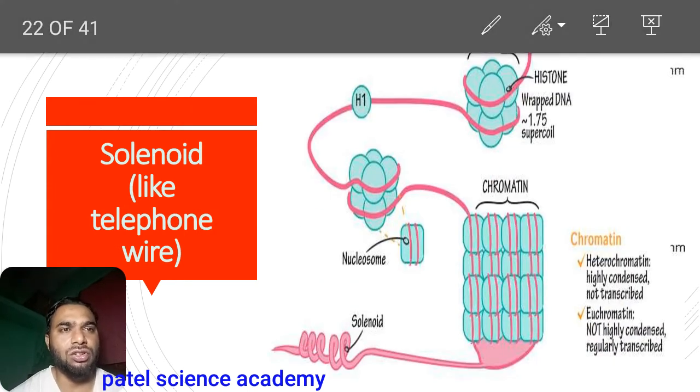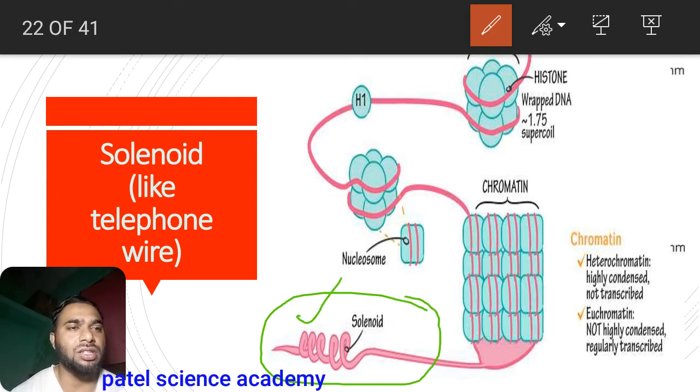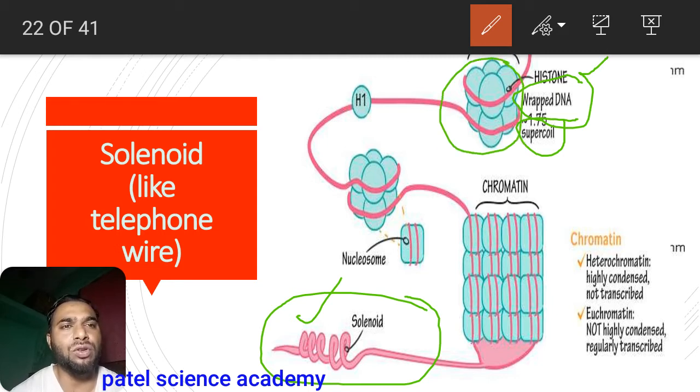Here you can see the structure of the solenoids. Where is the solenoid, dear students? You can see this telephone wire like structure. This is called solenoid. If you go from the beginning, this is the histone protein octamer, DNA is wrapped over it, it gets supercoiled, and we call that structure nucleosome. This is the H1 protein I have explained, which binds this DNA with the histone octamer. This is another nucleosome.